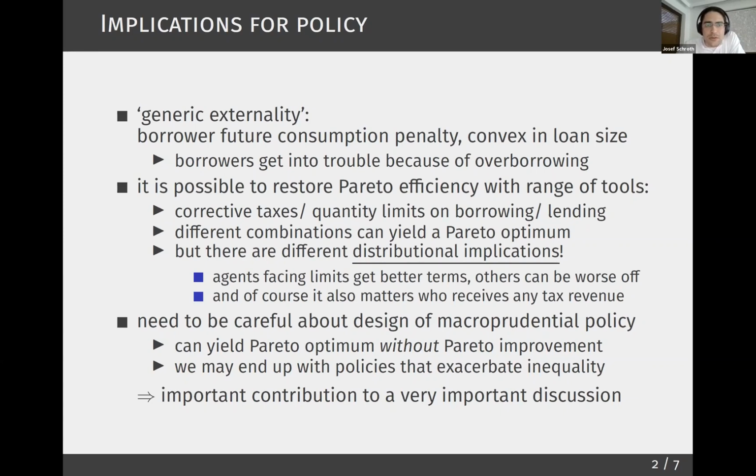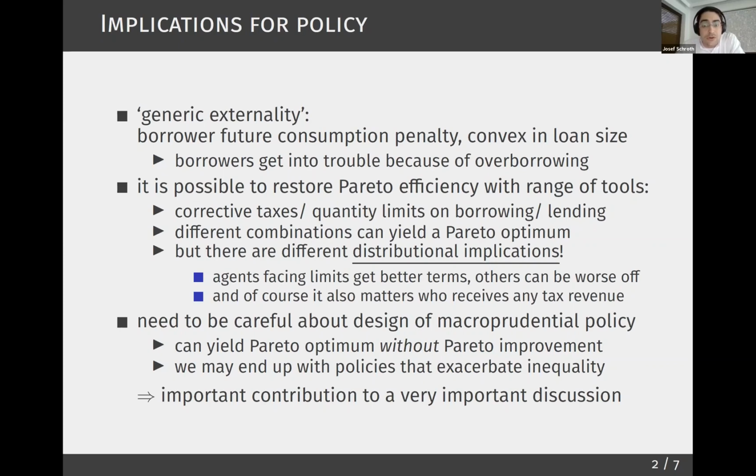So they start out with a generic externality. So think about some borrower future consumption penalty that's convex in the loan size. So that's basically capturing the classic problem of borrowers getting into trouble because they borrow too much. So they show that it's possible to restore Pareto efficiency with a range of tools. You could have corrective taxes or quantity limits on either borrowing or lending. Different combinations can yield a Pareto optimum, but they have very different distributional implications.